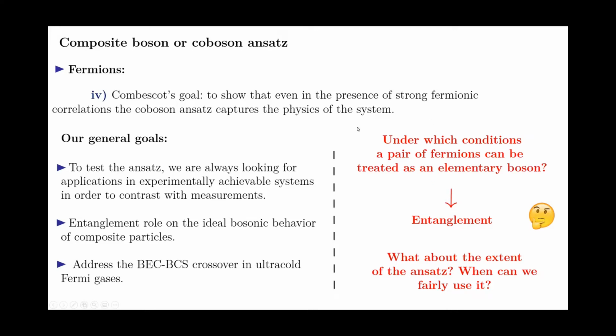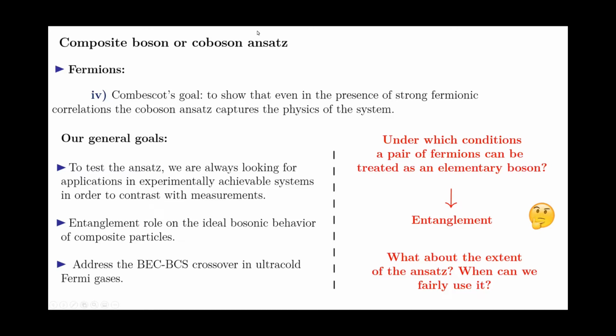So we can formulate two main questions that guide our work. First, a very fundamental question, which is under which conditions a pair of fermions can be treated as an elementary boson. Some authors have explored this question and point out that the key to understanding the origin of composite behavior relies on entanglement. And the second question is related to the extent of the ansatz in particular and the formalism in general. And this is when can we use it and when we can't. The results I will show in the next slides are more related to this second question.